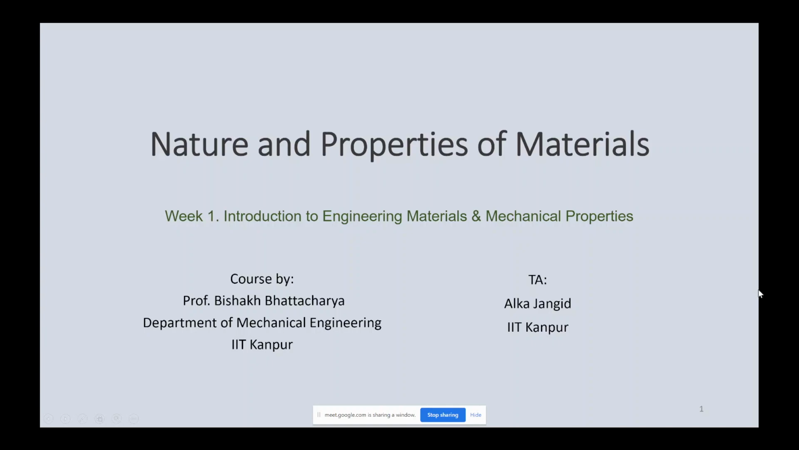Okay, so this is your course Nature and Properties of Materials, and week 1 is Introduction to Engineering Materials and Mechanical Properties. This course is run by Professor Vishak Bhattacharya from the Department of Mechanical Engineering, IIT Kanpur, and I am TA Alka Jangid from IIT Kanpur.